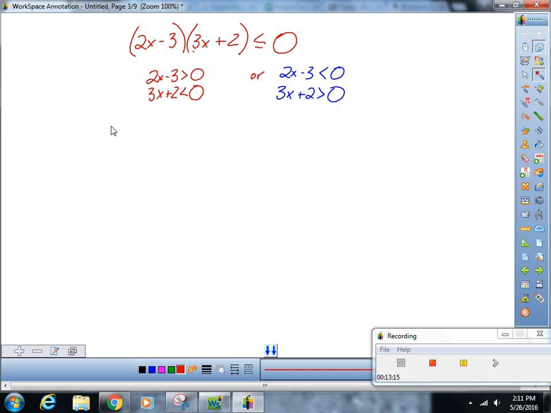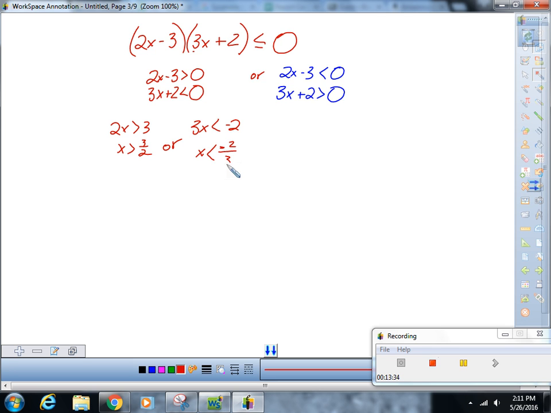So for this one, you get 2x is greater than 3, so x is greater than 3 halves, or 3x is less than negative 2, so x is less than negative 2/3. So x is bigger than 3 halves. Sorry, this shouldn't be an or. This is an and, because both those things have to happen in order for the answer to be negative, okay? So can x be bigger than 3 halves and at the same time be less than negative 2/3? I don't think so.